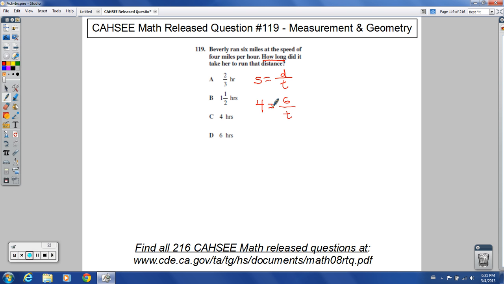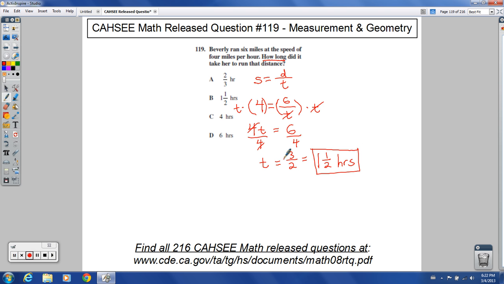to call that T. And so from here, what I could do to solve this would be, I could take this, I can multiply both sides by T, and I would have 4T, this would cancel here and here, 4T equals 6, and then I could divide both sides by 4 to get my answer. So T, 6 over 4 is the same thing as 3 over 2, which is the same thing as 1.5 hours.